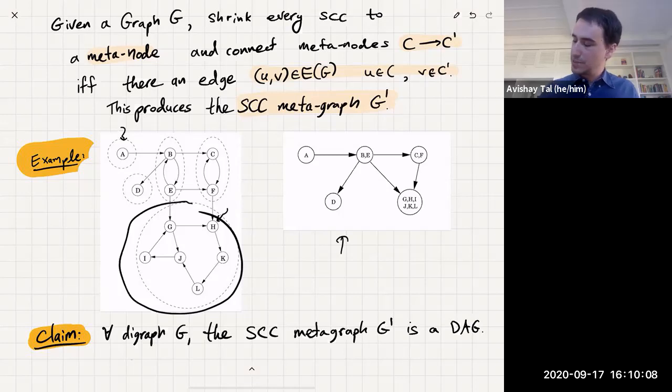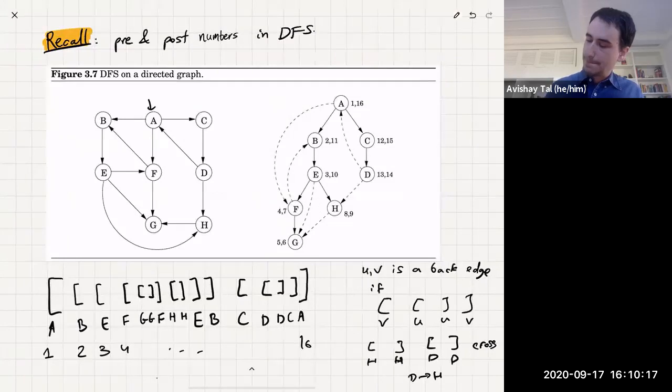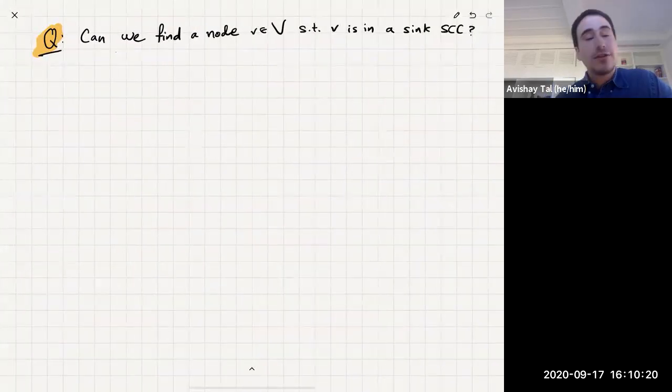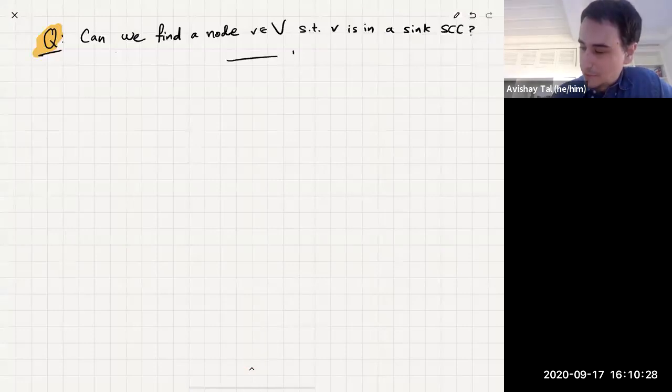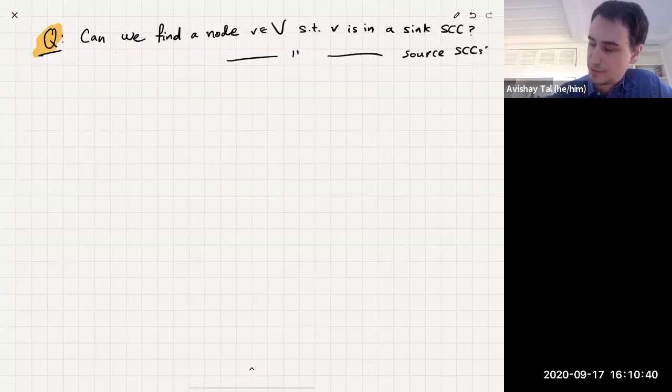Okay, so the question is how to find a vertex in one of the sinks of the metagraph. I actually don't know how to answer this question, so let me ask you a different question. Maybe you'll find an answer, but I don't know how to solve that. I'm changing the question a bit. How can you find a vertex which is in one of the source strongly connected components? In particular here, we will look for the vertex A. How can we find the vertex A?